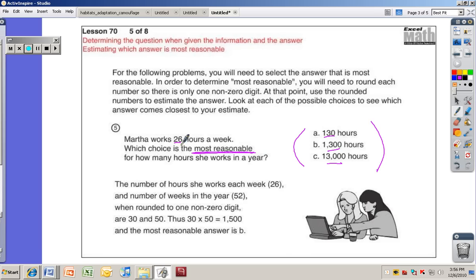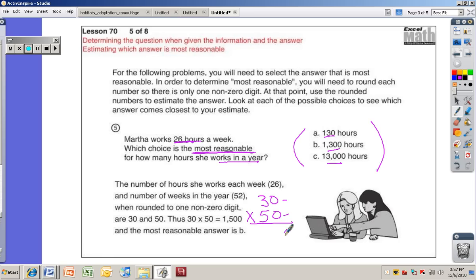So she works 26 hours in a week, which is the most reasonable for how many she works in a year. What we have to know then is how many weeks are in a year. There are 52 weeks in a year. She's working 26 hours each week. So you're going to show your work by rounding each one of those numbers. 26 would round to 30, 52 would round to 50, and we have to multiply them together.